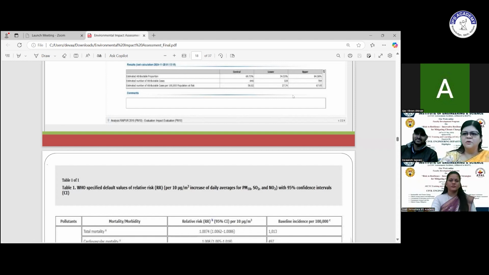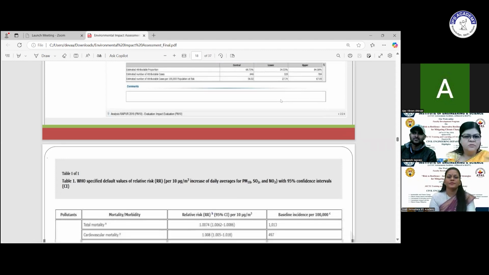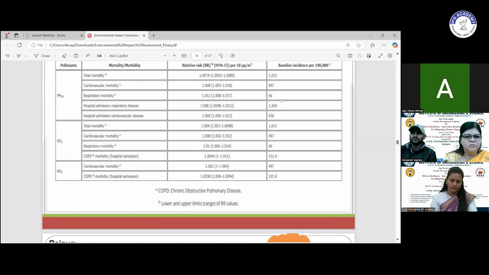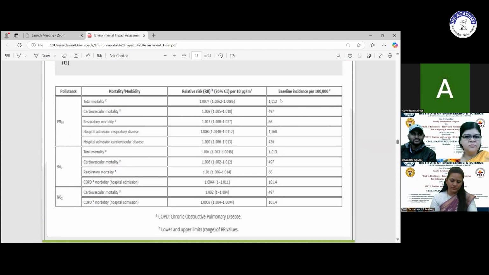Here we can see the central, lower and upper range. 69.73% is the estimated attributable proportion, then the estimated number of attributable cases, and the estimated number of attributable cases per lakh population, which shows about this much percentage of the population can be affected. Here we can see total mortality, cardiovascular, respiratory, and OPD cases.